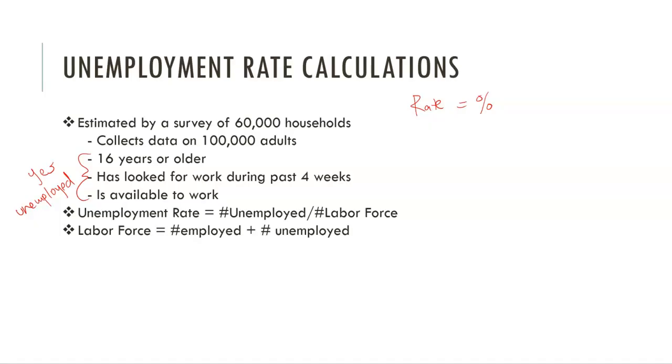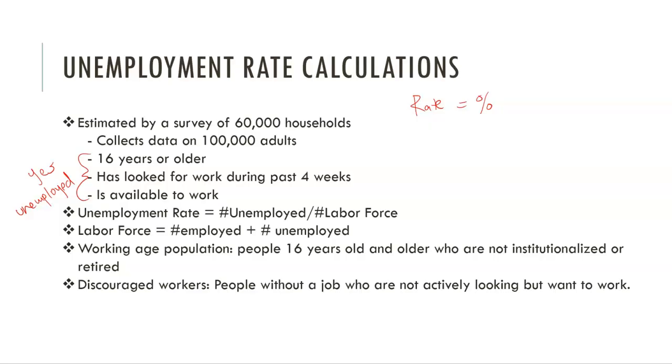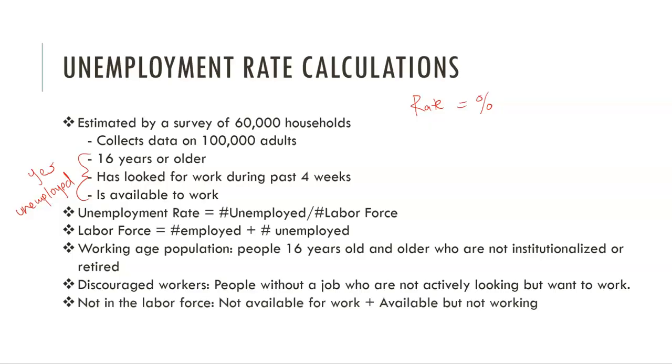The labor force includes people who are currently working and people who are actively looking for a job. So number of employed plus number of unemployed. Working age population is everybody who's 16 years old and older who are not institutionalized or retired. Discouraged workers are people without a job who are not actively looking but want to work. Anybody not in the labor force, it means they're not available, or they're available but they're not actively looking. Right? They're not working.